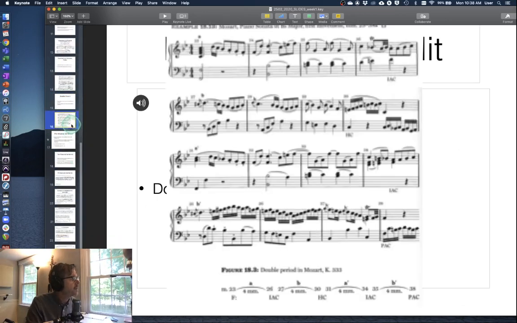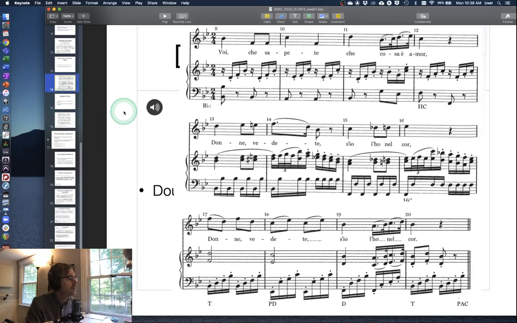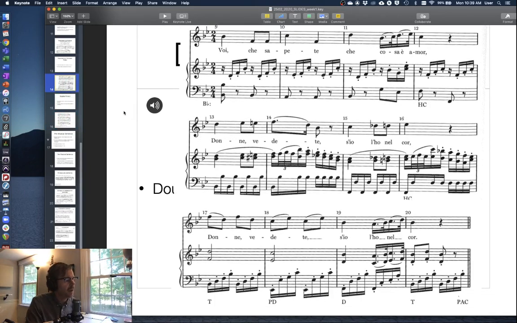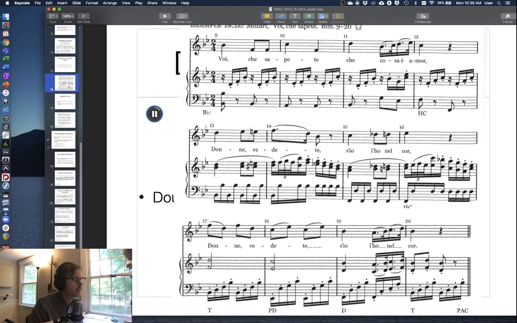Let's see. We go to this example here of a three-phrase example. Let's see if I can get this done. Half cadence. Half cadence. Full cadence. Okay, so harmonically we're in B flat major. We've gone from 1 to 5 here.